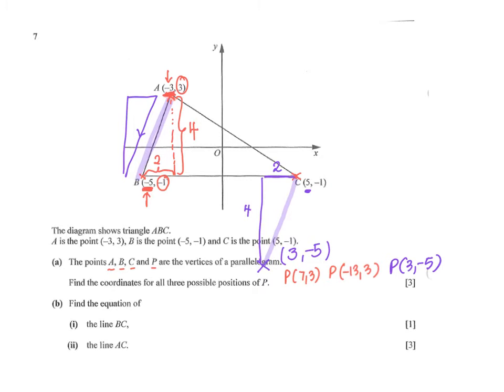Of course, this line can also be parallel at this position. But we already got this position just now. If I add 2 units and then move up by 4 units, that will give me P to be 5 plus 2, that is 7, and -1 plus 4, that is 3, which is the same answer as our first answer. So this will be all the 3 different positions of the parallelogram. Have you gotten the answer?